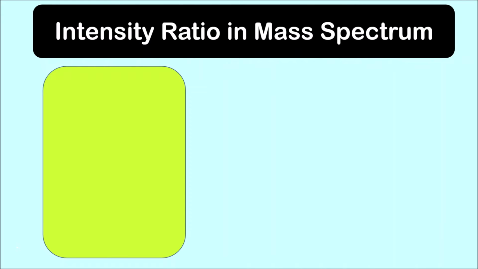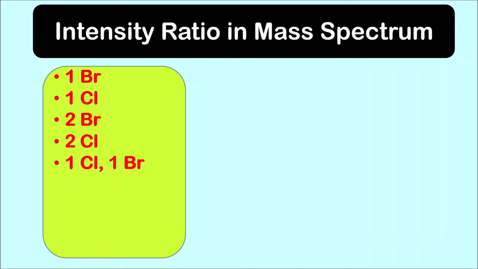In today's video, we are going to learn how to calculate the intensity ratio of different signals in the mass spectrum based on the different number of halogens that are present. That is, we will find out the intensity ratio if there is one halogen present, that is 1 Br or 1 Cl, and then in compounds having two halogen atoms, that is either two bromine atoms, two chlorine atoms, or one Cl, one Br.